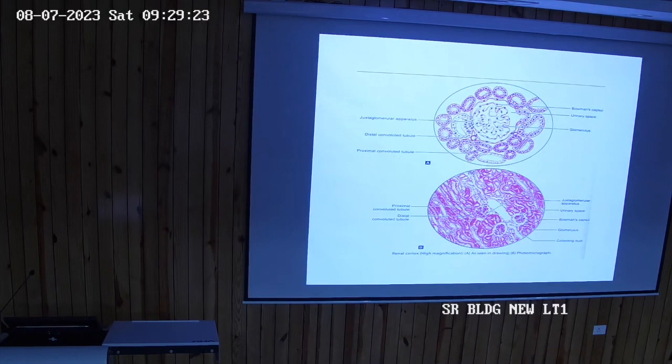They will ask you what is the function of the proximal convoluted tubule, what is the function of the DCT, and all that. So you must be very clear about this. The function of PCT is absorption of sodium and water, also the bicarbonates, chlorides, amino acids, and glucose. That is the function of the proximal convoluted tubule.